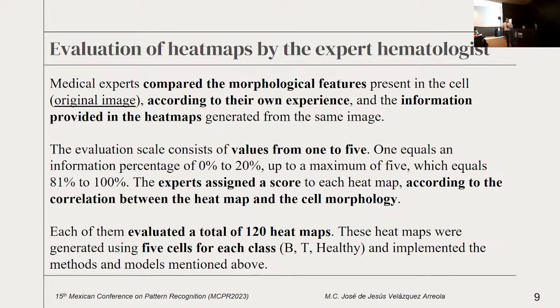The experts assign a score to each heat map. This depends on the correlation between the characteristics presented in the original image and the characteristics present in the heat maps. Each of them evaluated a total of 120 heat maps, using 5 cells for each class: class T, class B, and healthy.